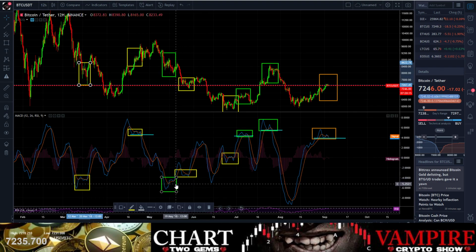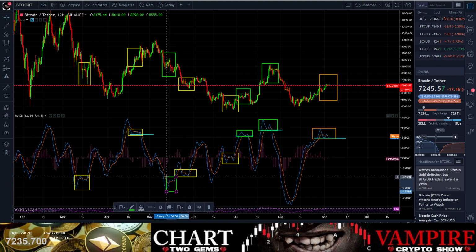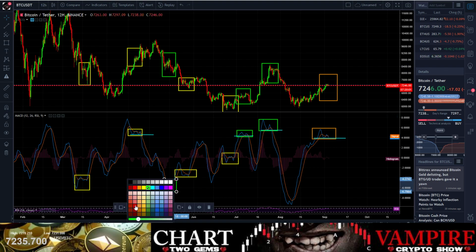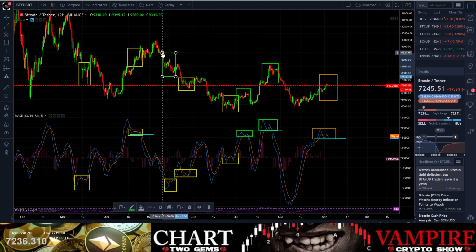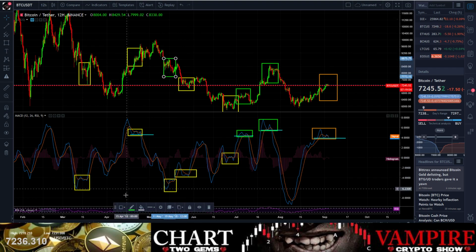All right, and yep. Okay, this is actually yellow right there. This one is yellow.